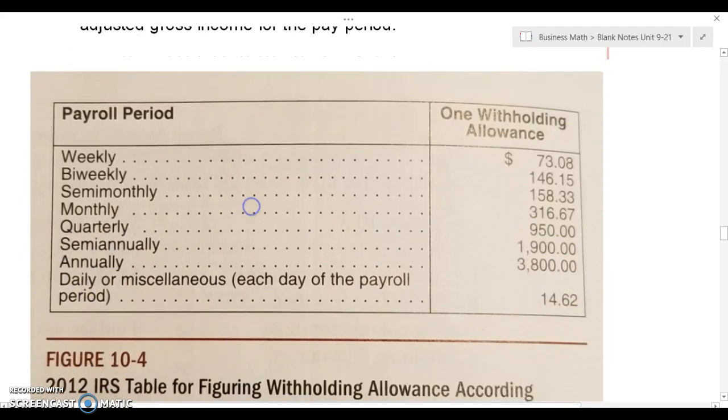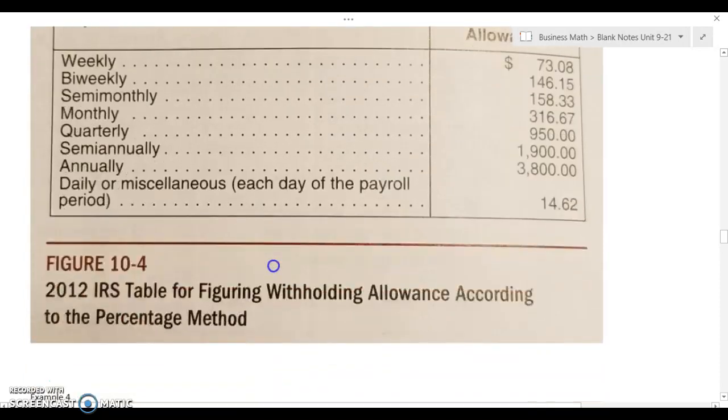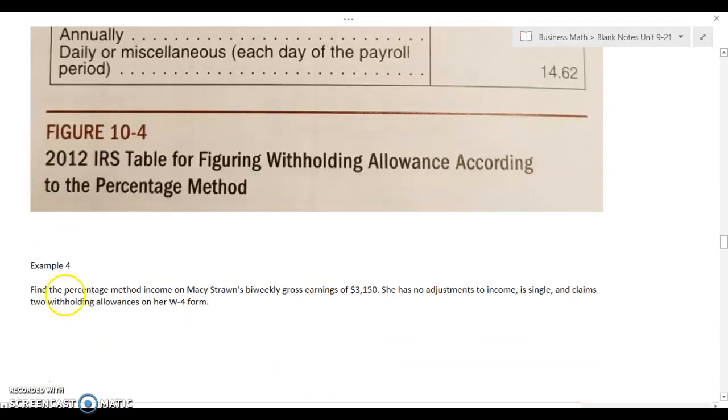So if we look at this as a new figure, 10.4, this is in your packet as well. It tells you if they're weekly, one withholding, $73. If they're bi-weekly, one withholding, $146. So we're going to use this table now to answer the next question. It's called the percentage method. So it says find the percentage method income if they make $3,150 bi-weekly, that's important for the table, and has no adjustments, is single, and claims 2.